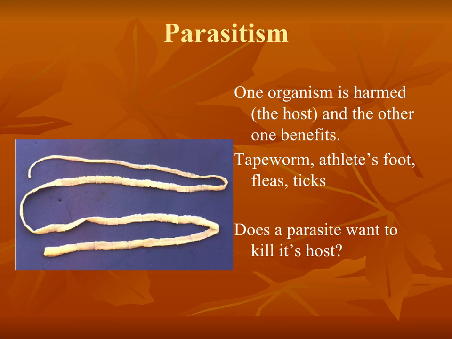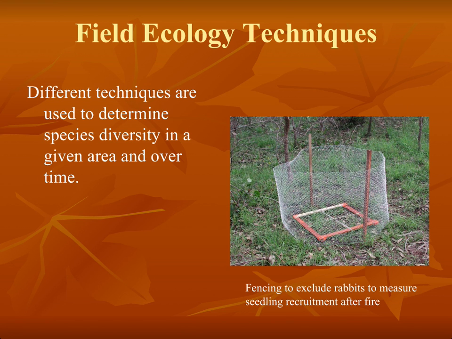Number 9 talks about field ecology techniques. What that means is the things that ecologists use to study the ecosystem. All right? So these are different techniques used to determine the species diversity in a given area.